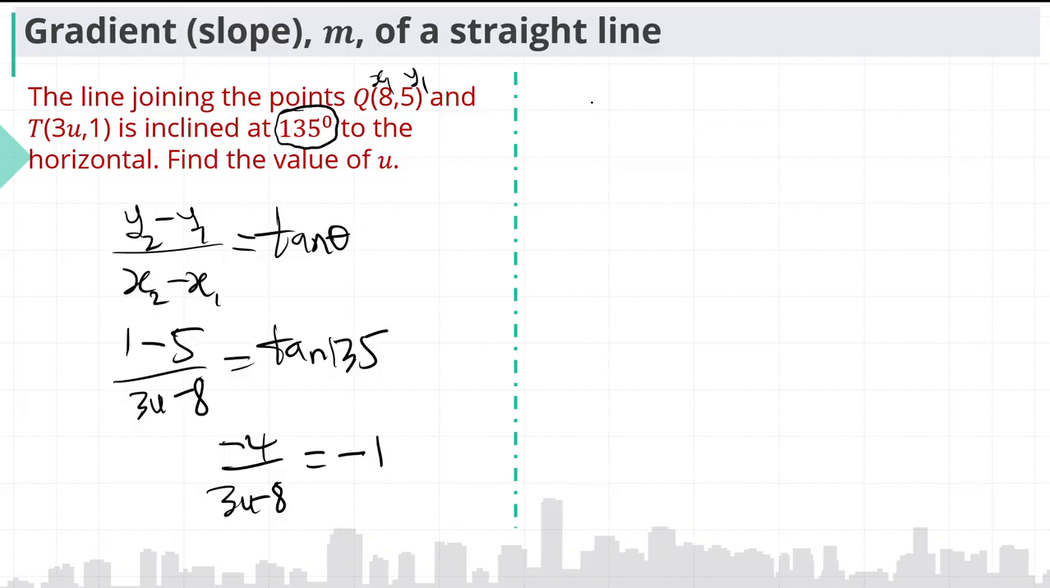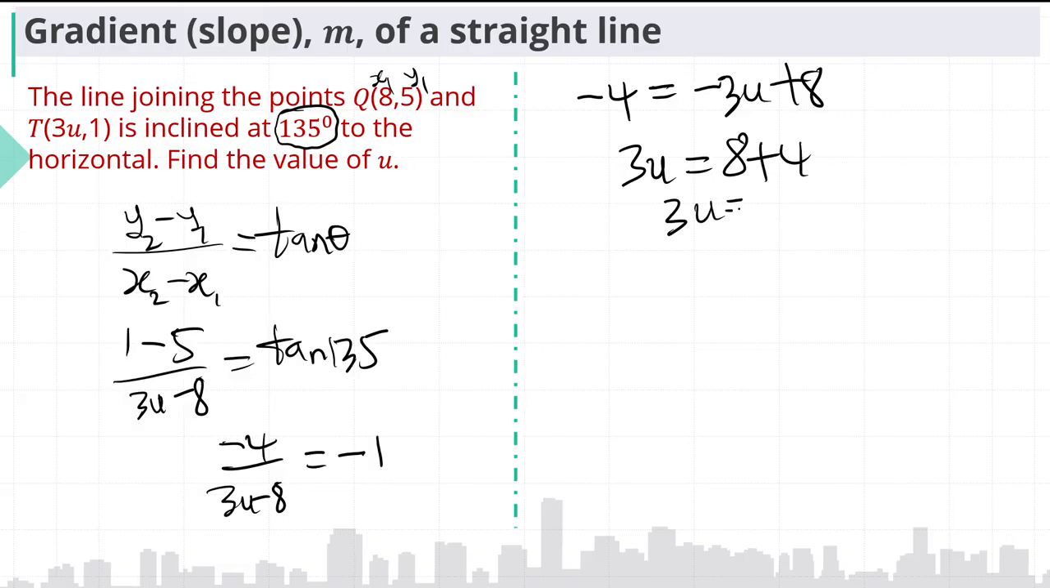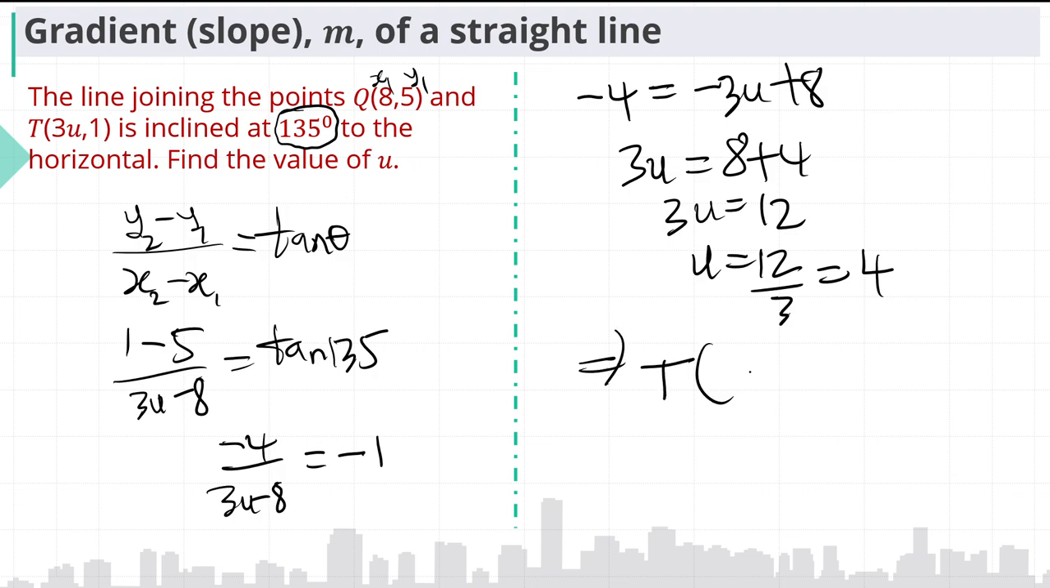Now when we cross multiply, we get minus 3u plus 8, which in turn gives 3u equals 12. Divide both sides by 3, you get a value of u to be 4. It tells us that the coordinate of T is 3 multiplied by 4, which gives you 12. So the coordinate of T is (12, 1).